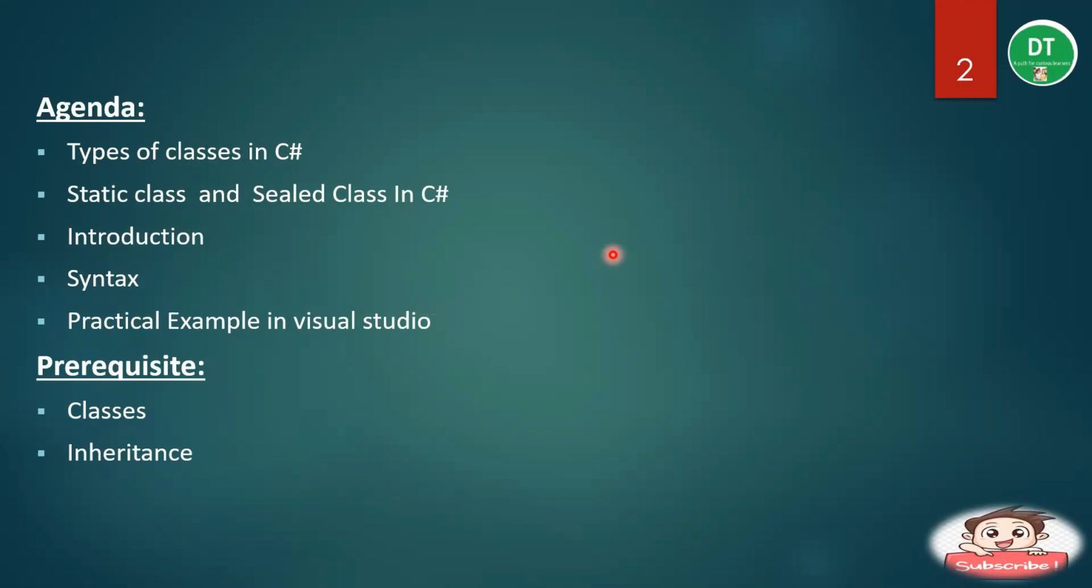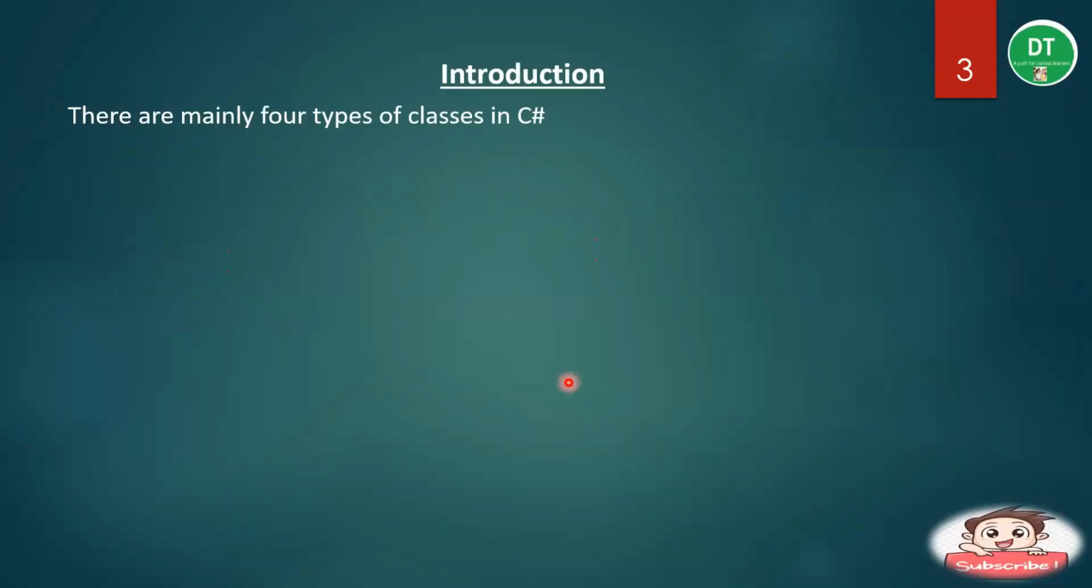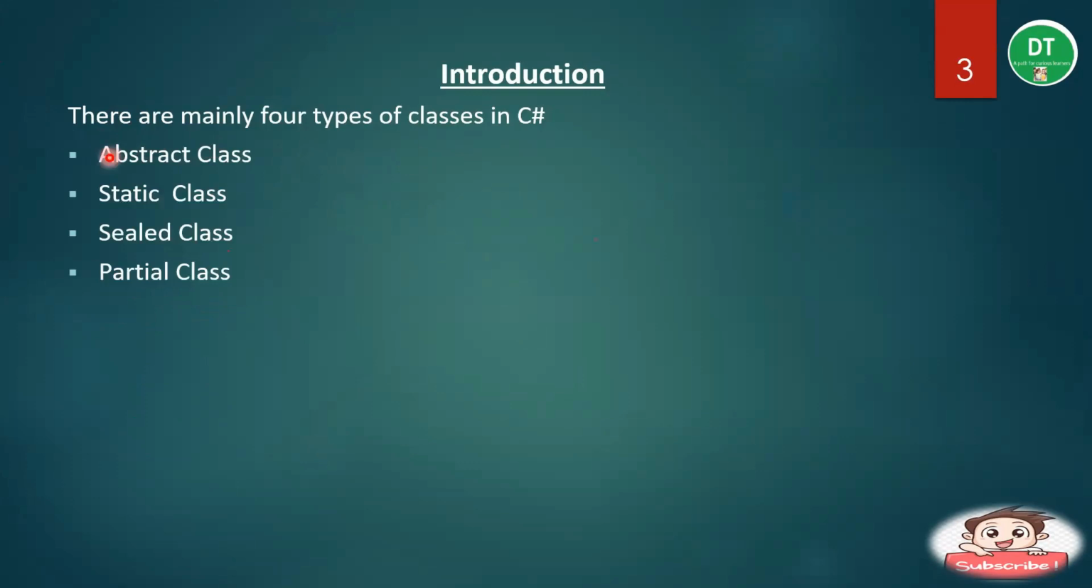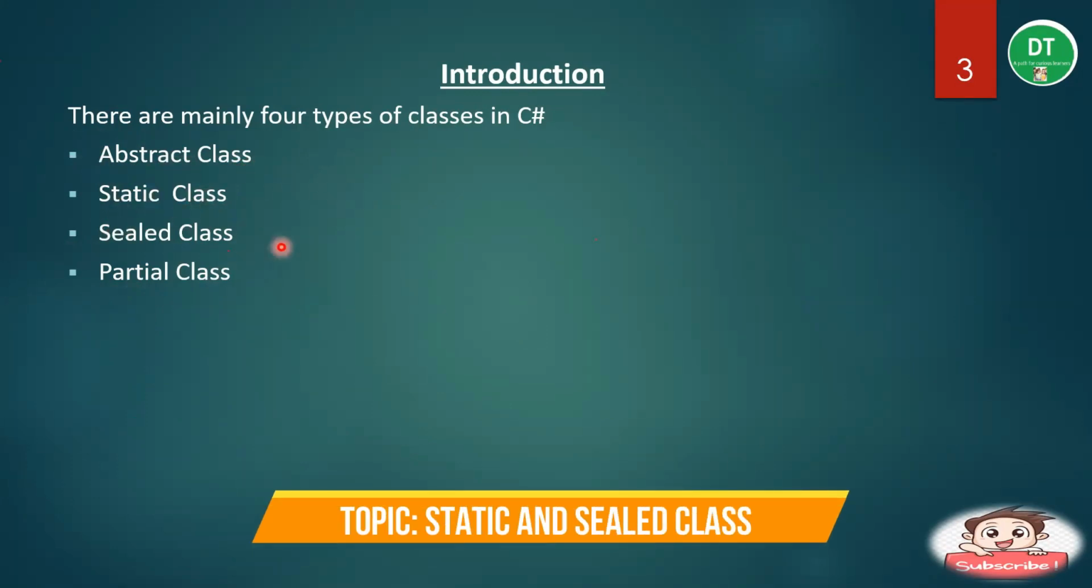The prerequisite for understanding the types of classes is that you should be aware of classes and what is inheritance in C Sharp. There are mainly four types of classes in C Sharp: abstract class, static class, sealed class, and partial class. Abstract class I have covered in my previous video. In today's video, we will cover static class and sealed class. And in the upcoming video, we will see the partial class.